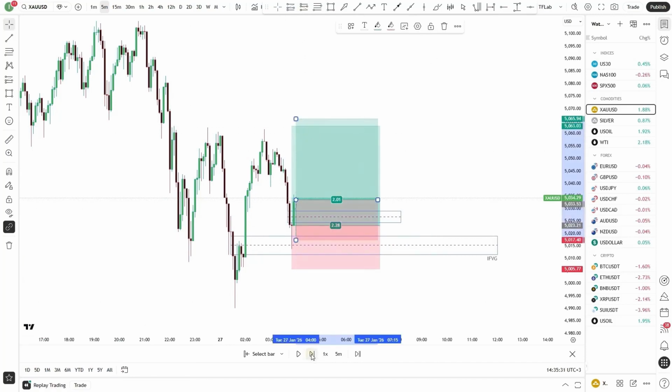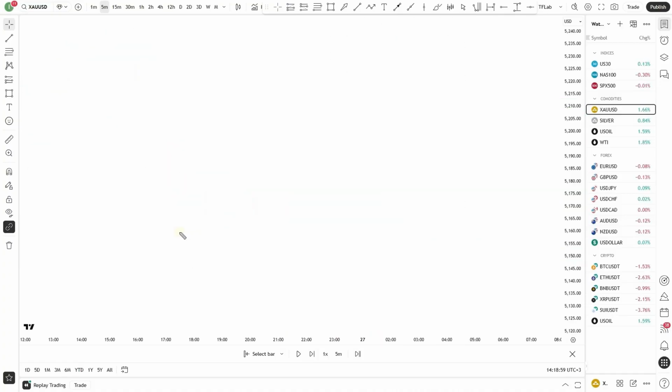Alright, now let's go to the chart and analyze IFVG step by step. Alright, I want to teach you about IFVG. Look, IFVG is a combination of FVG and the breaking of FVG, and actually IFVG stands for inverse fair value gap, which means the reversed FVG in the market.